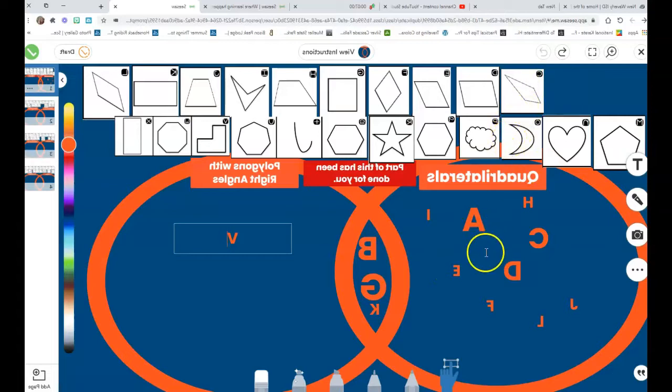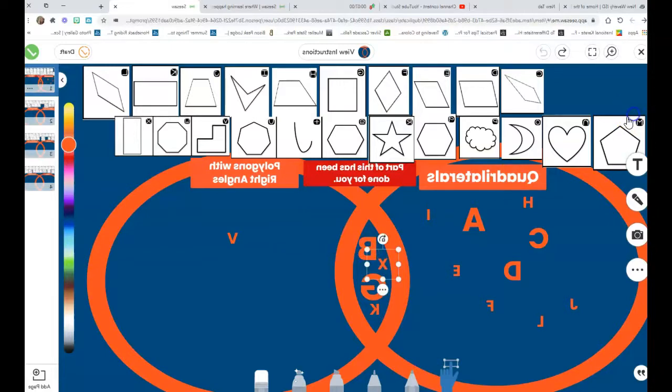W? Neither? Okay. And the last one, X. It's a quadrilateral. Good. Does it have right angles? It's both. Good. So we have X in the middle. So the only ones that would be over here are V and X.